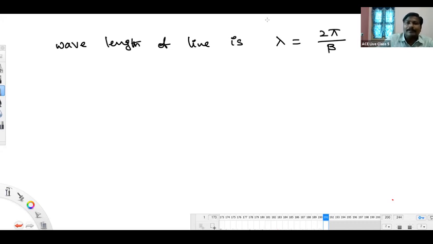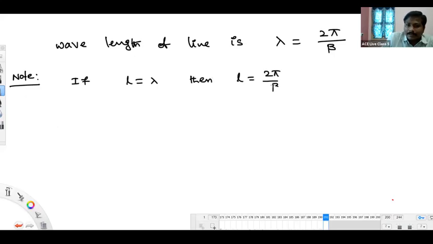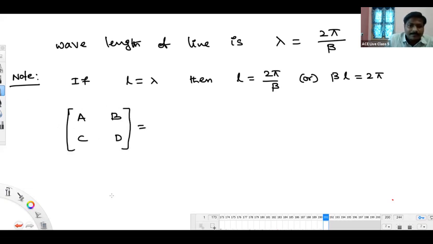Okay, I will ask you one very simple question here. Simple conclusions we can say. First one: if length of the line is equal to lambda, L equals lambda, then obviously length equals 2 pi by beta, or you know that beta L equals 2 pi. What are the ABCD parameters of this line?